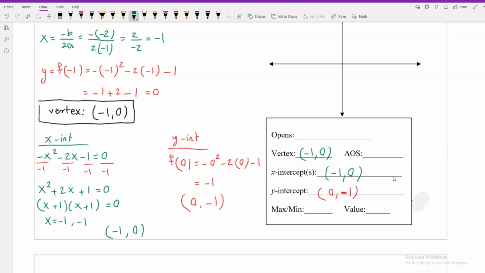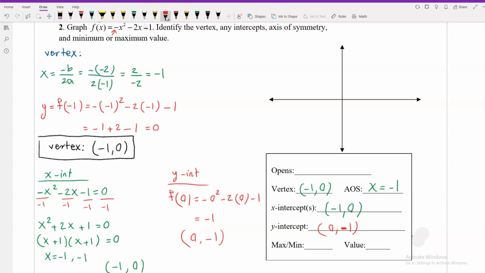The vertex is negative 1, 0, the axis of symmetry is x equal to negative 1. Here a is negative 1. So that is less than 0. That means this graph opens down. The graph is downward. That means we have a maximum. And the value is what we have here for the vertex, y is equal to 0.